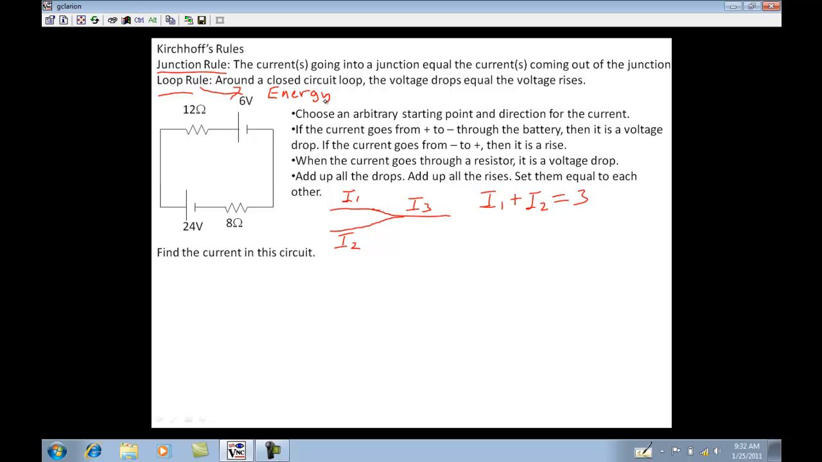Energy conservation. So know that for multiple choice type questions.